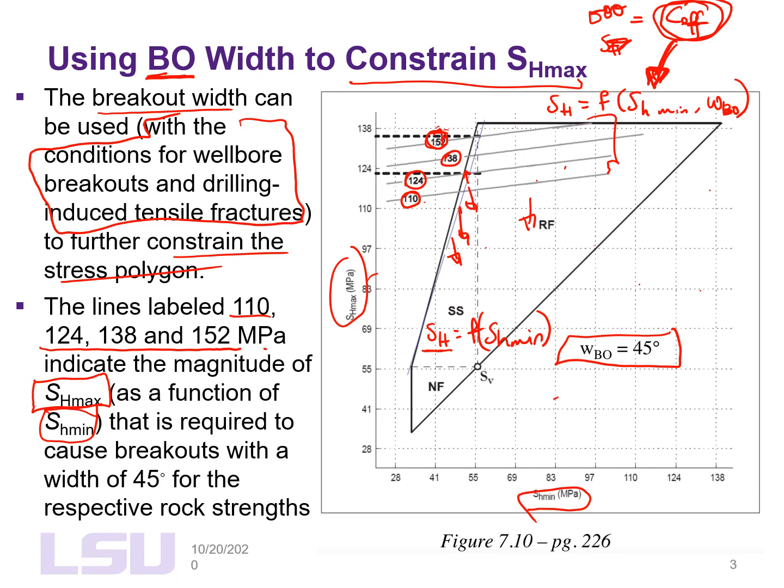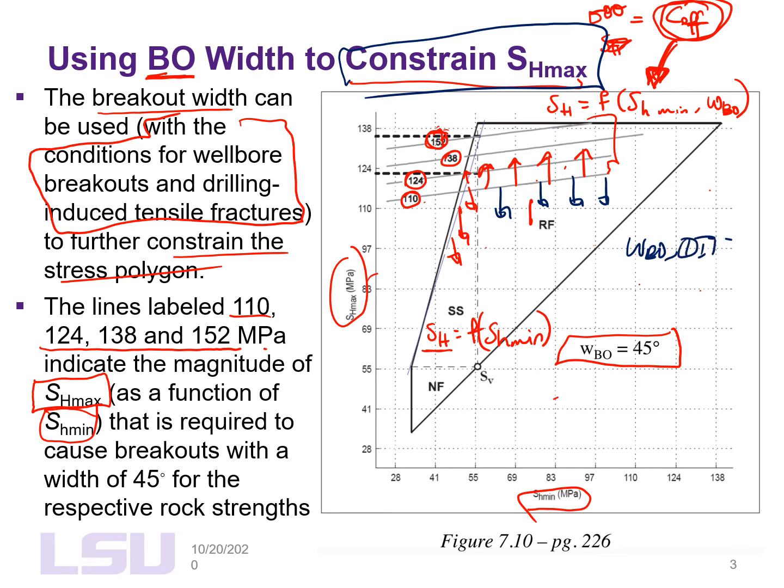For this one, if we assume the rock strength is 110, if you observe well-bore breakouts, you will be above that line but still within the stress polygon. If you don't observe well-bore breakouts, you will be below the line, still within the stress polygon. And that's how we constrain the range of uncertainty on SHmax using information from well-bore breakouts and drilling-induced tensile fractures.